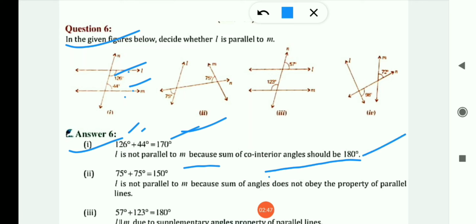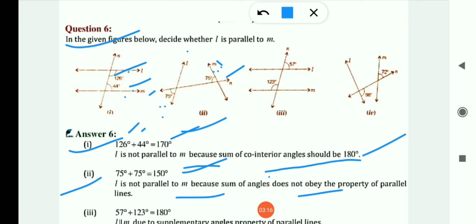Now in the second, this is 70. This is line L, parallel to M, and this is a transversal. So it is a vertically opposite angle. So 75 plus 75 we get 150. So it is not a parallel line because it does not obey the property of parallel lines, because the sum of two angles is not 180.